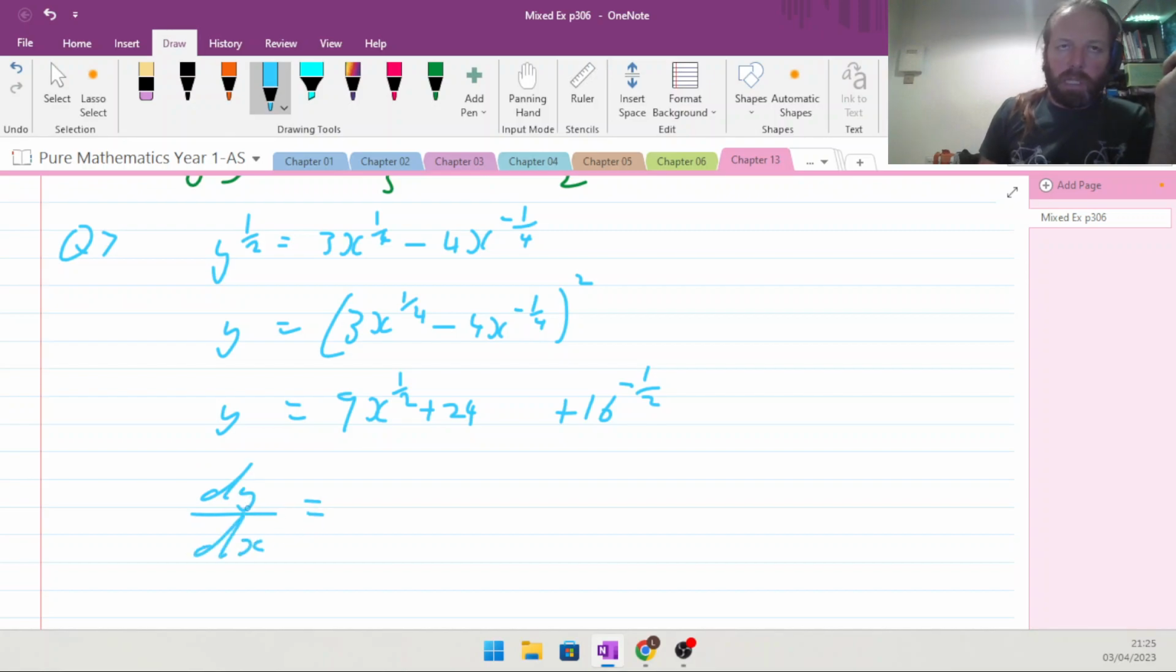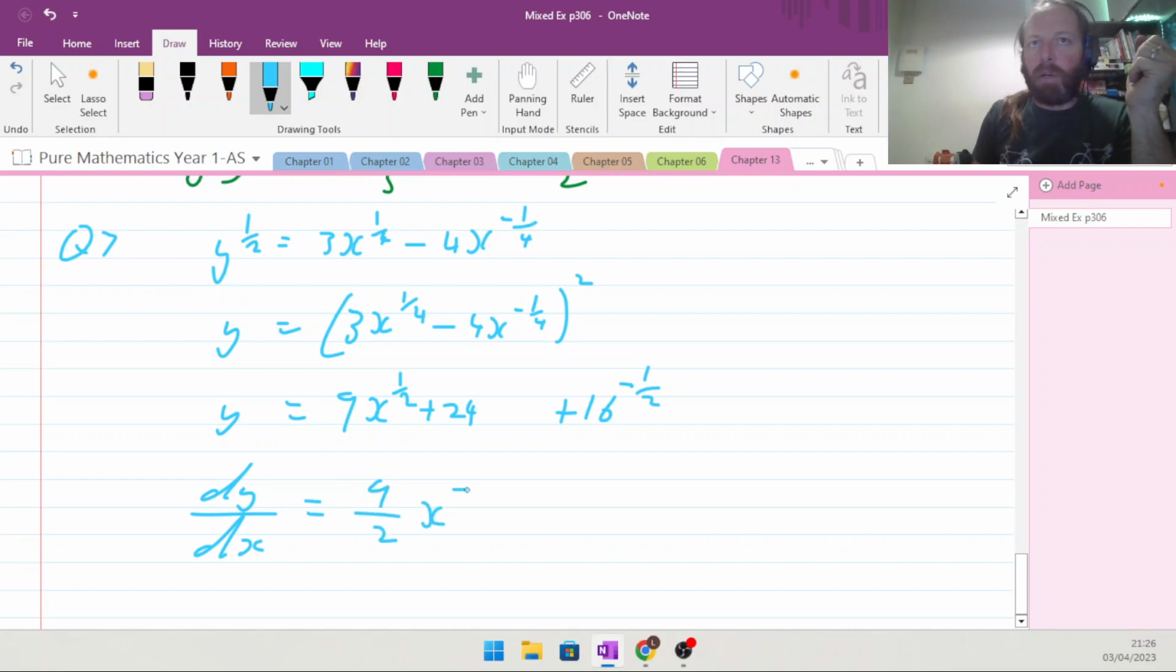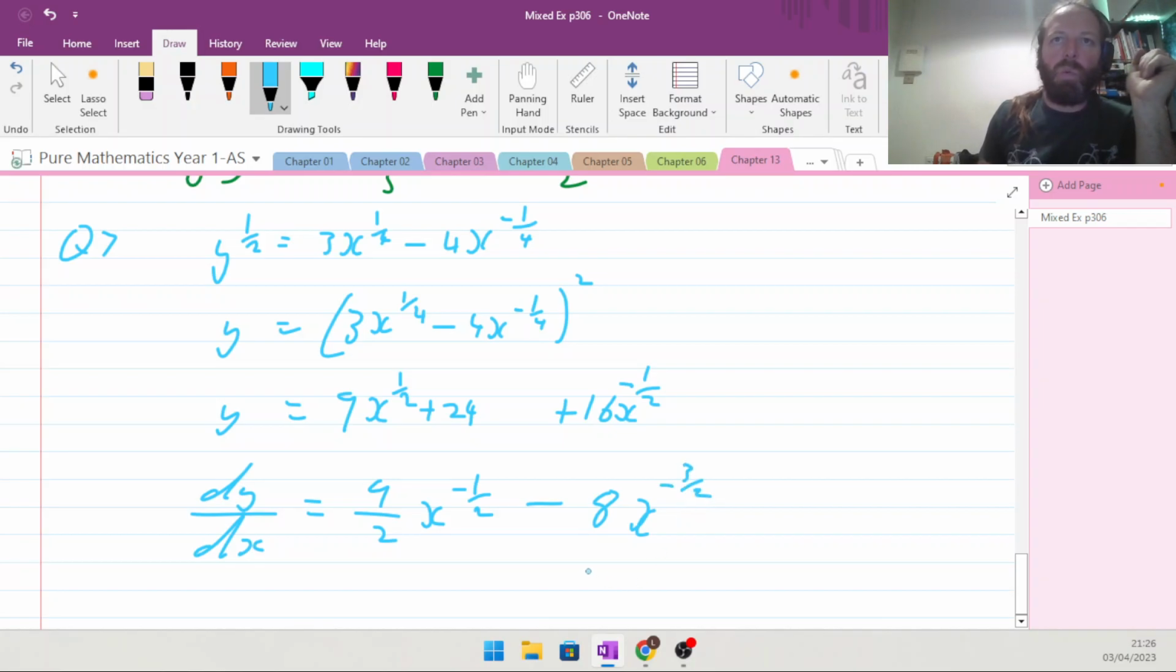Okay, dy by dx. So, remember, this is differentiation, which is what we just did in chapter 12. That's where the power goes down by 1, and you multiply by the old power. So it would be 9 over 2 x to the power of minus a half. The 24 is ignored, and the 16 multiplied by the old power would become minus 16 over 2, which is 8, x, oh, I've lost my x up there, x to the minus 3 over 2, remember taking away 1.